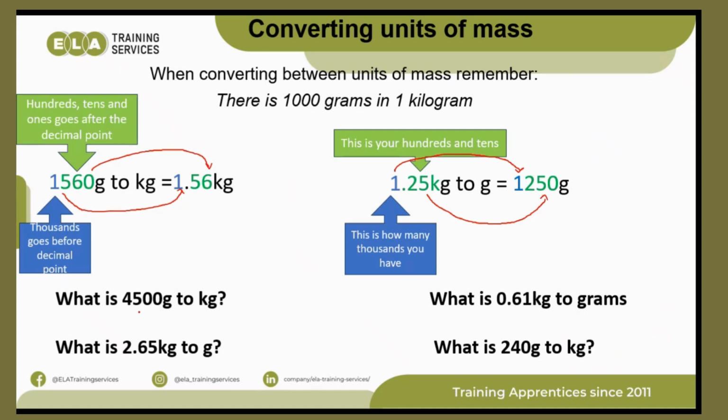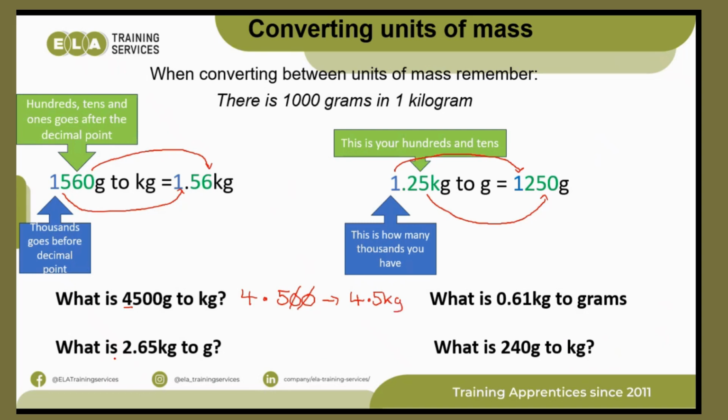We're now going to have a look at seeing if we can convert them. So what is 4,500 grams to kilograms? How many thousands do we have? That will go before our decimal point, which is 4. So we're going to write 4 point, and then our number afterwards is 500, but we don't need our zeros, so it'd be 4.5 kilograms.